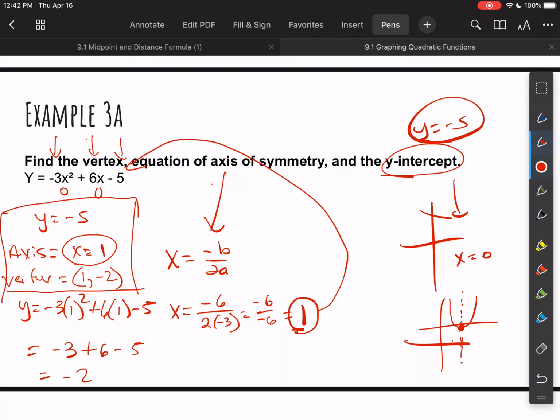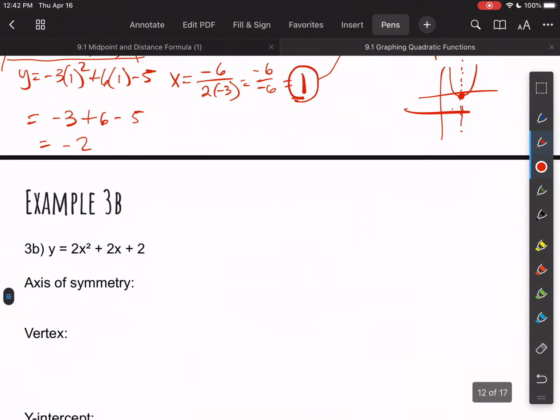And you know what, you guys, I kind of made a mistake here. Instead of saying y equals, I would say the y-intercept is equal to -5.